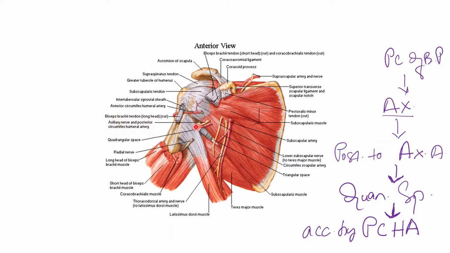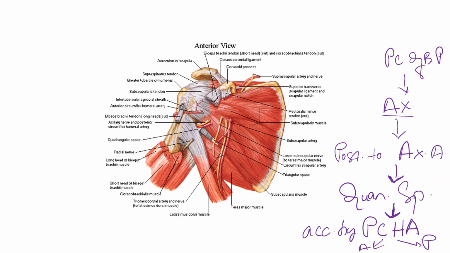So this nerve along with the posterior circumflex humeral vessels is seen to lie in the quadrangular space. The axillary nerve in the quadrangular space terminates by dividing into its two terminal branches, that is the anterior division and the posterior division.